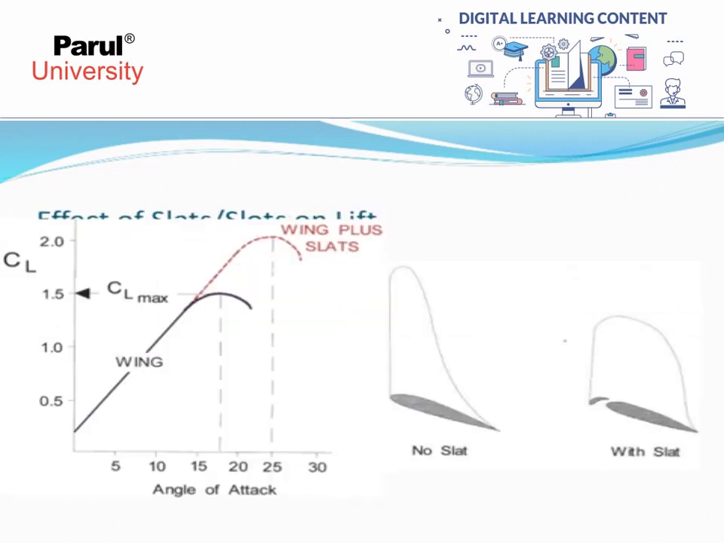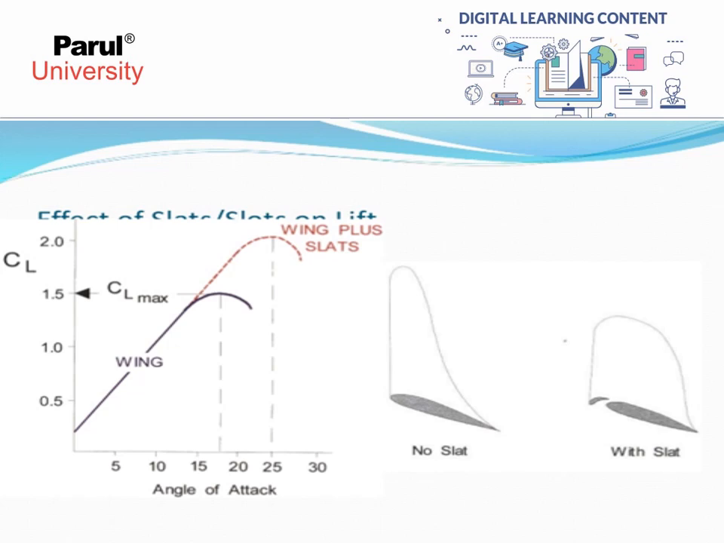Here in the next slide we can see the effect of slat slot on the lift. In the figure we can see CL versus angle of attack. In this figure we can see the CL max for a wing and the CL max for a wing plus slats. Which one is greater? CL max for wing plus slats will be greater compared to only wing. And with no slot we can see the pressure distribution, and with slat we can see the pressure distribution.